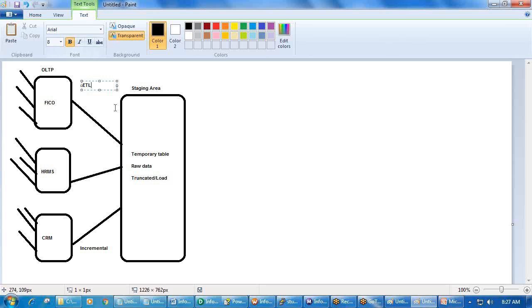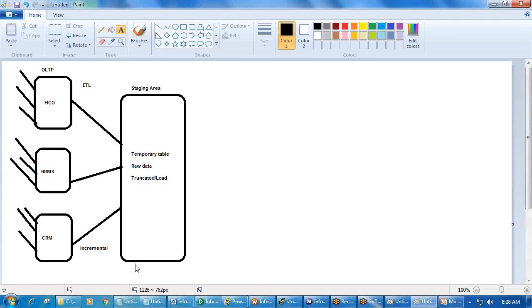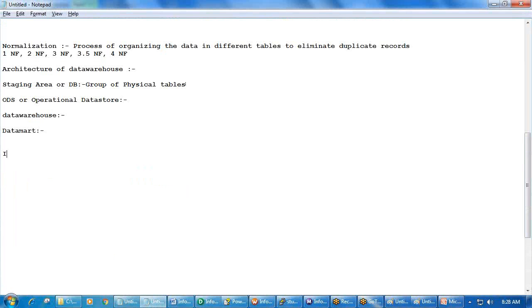Okay, so we'll use, let's say, Informatica PowerCenter and move the data from all these transactional systems and put it into the staging area. So what do you mean by incremental data? This is a very important term that you have to understand. Incremental data means, let's take an example and understand. It can also be called CDC, change data capture.